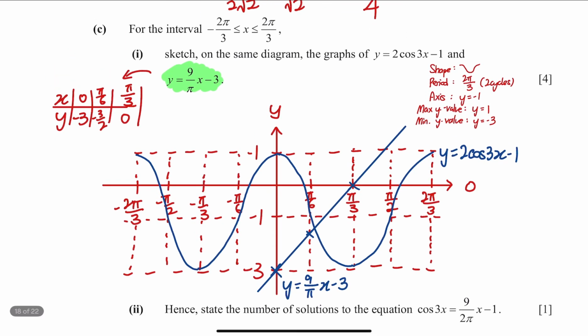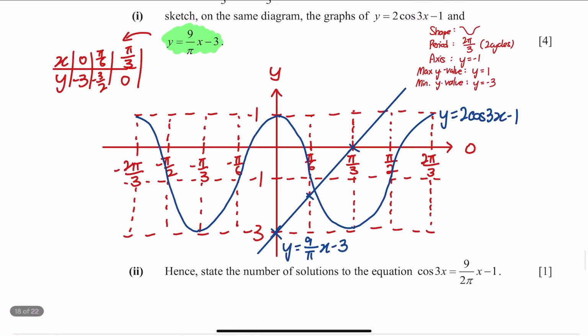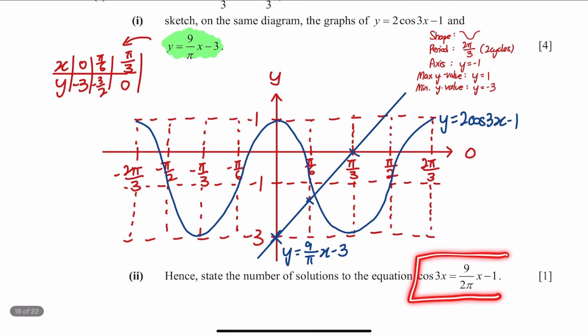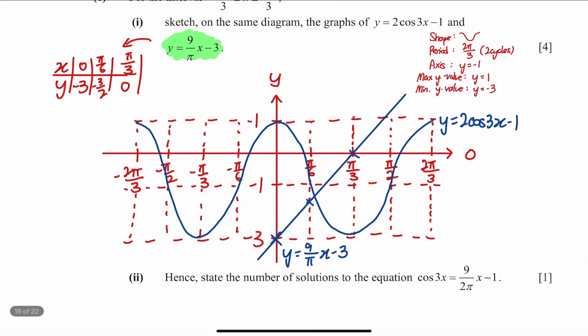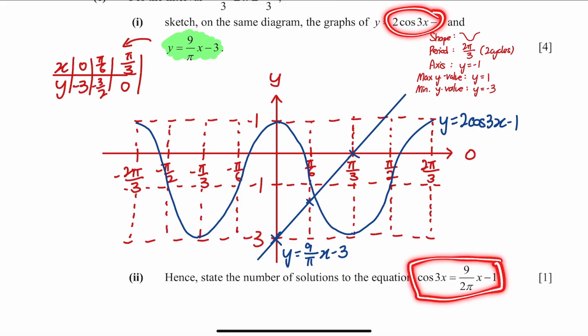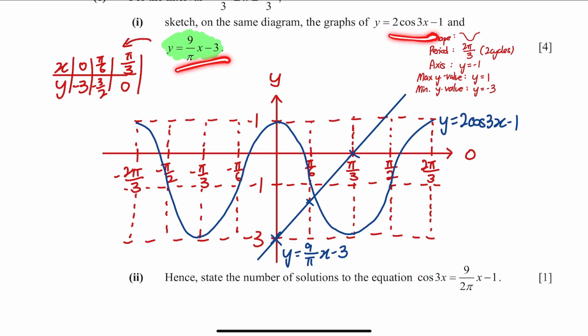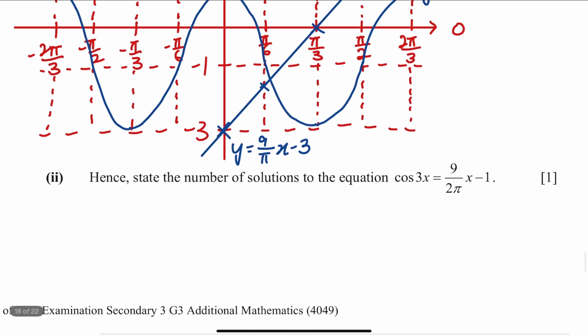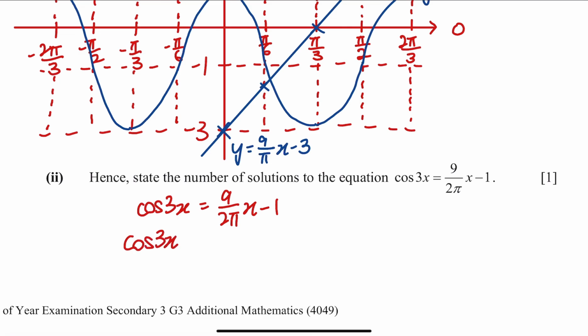Part 2, once I've gotten these two lines over here, hence state the number of solutions for this. Take note, we cannot just say 1 because this is not equivalent to what I have over here. We must first manipulate this equation to look like this equation equals to this equation. So we start from what is given, which is cosine 3x equals to 9 over 2 pi x minus 1. Okay, then from here I manipulate this. This will give me cosine 3x plus 1 equals to 9 over 2 pi x.